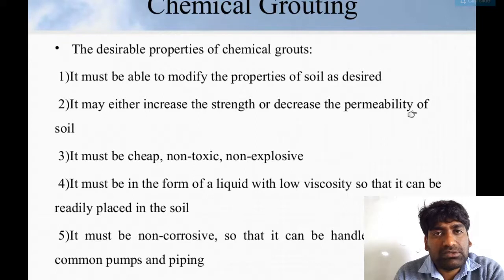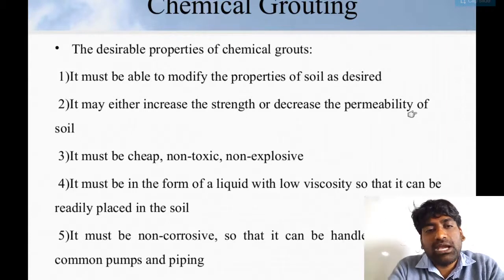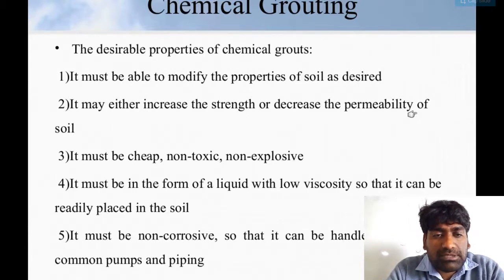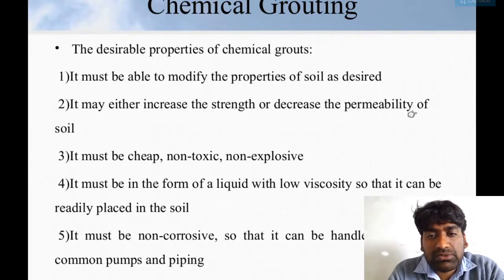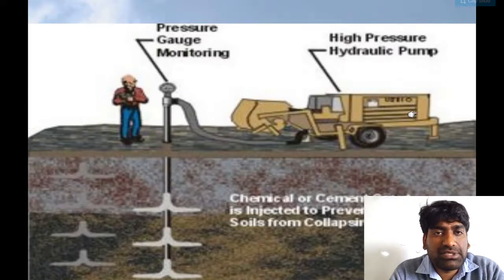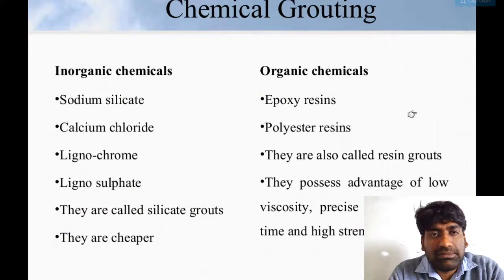The desirable properties of the chemical: it must be able to modify the property of soil as desired. It may either increase the strength or decrease the permeability of the soil. It must be cheap, non-toxic and non-explosive. It must be in the form of a liquid with a low viscosity so that it can be readily placed in the soil, and it must be non-corrosive so that it can be handled with common pumps and piping. It must be possible to control the gel time by suitable means. So this is the process of doing chemical grouting. Chemical or cement is injected to prevent the soil from collapsing. Pressure gauge monitoring, all these things are being done.